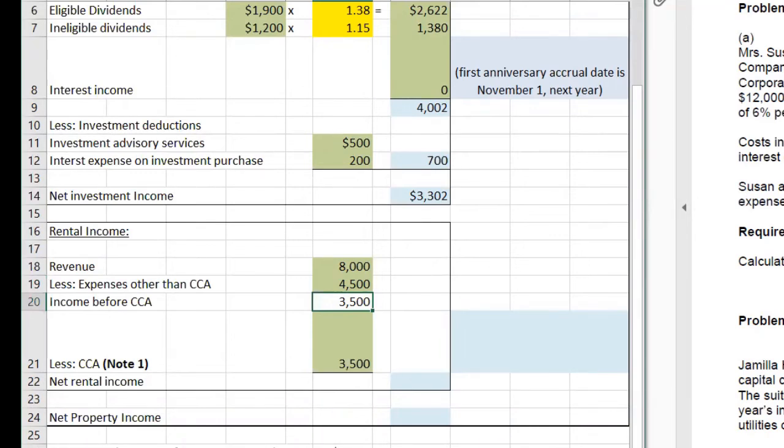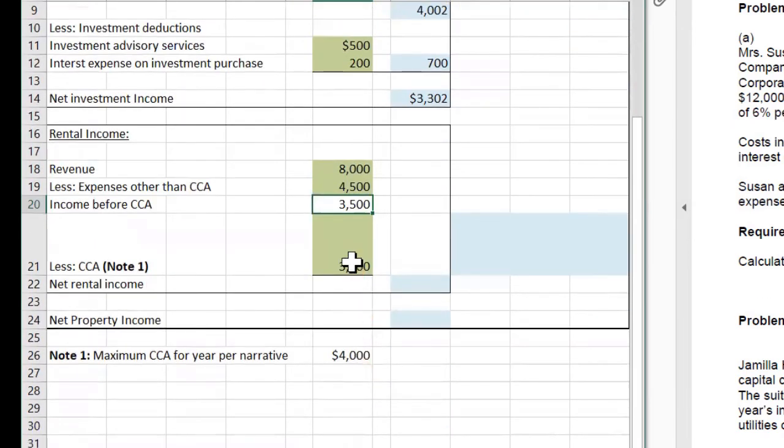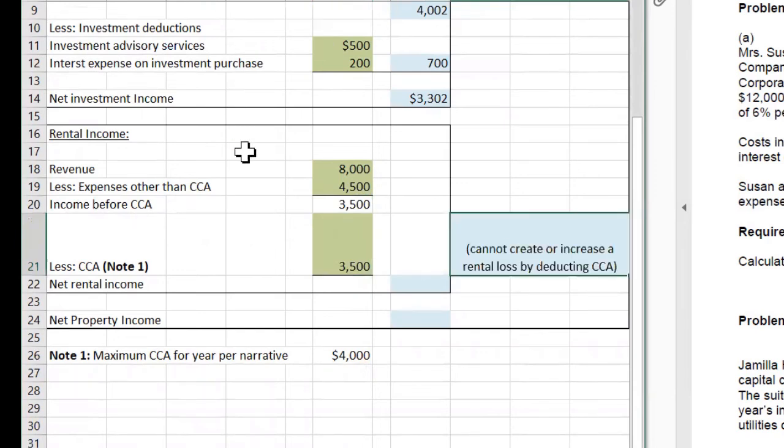However, remember with rental properties, you cannot deduct more CCA than you have rental income. So the maximum amount of CCA that's going to be deducted this year is $3,500. We are limited to $3,500. You cannot create a rental loss or increase a rental loss via deducting CCA. So what we have for net rental income here is actually zero.